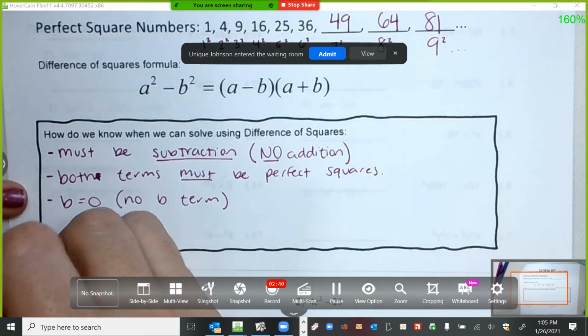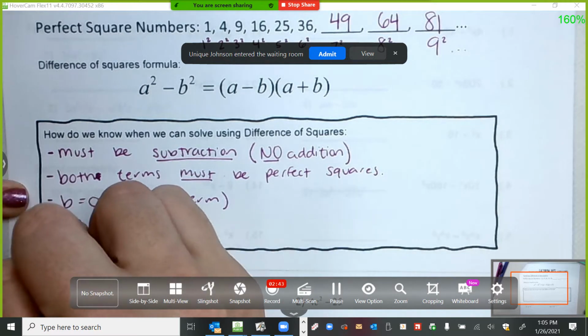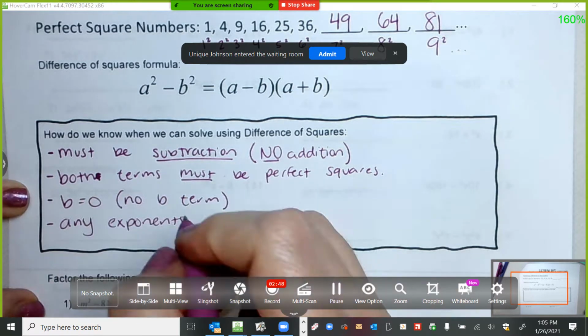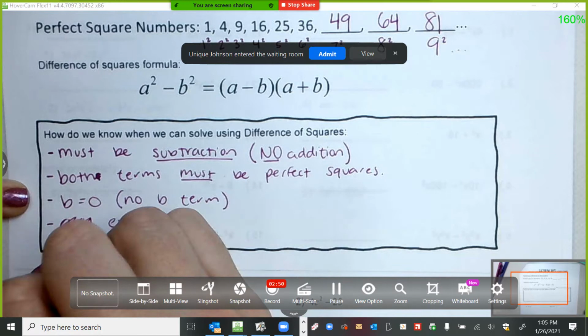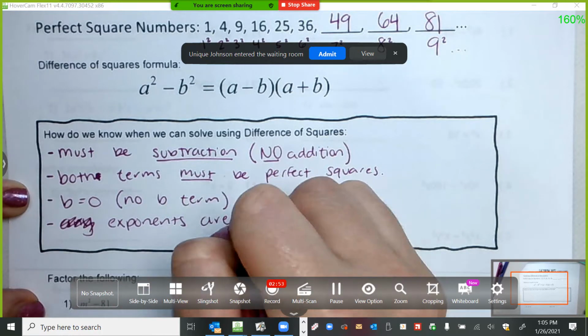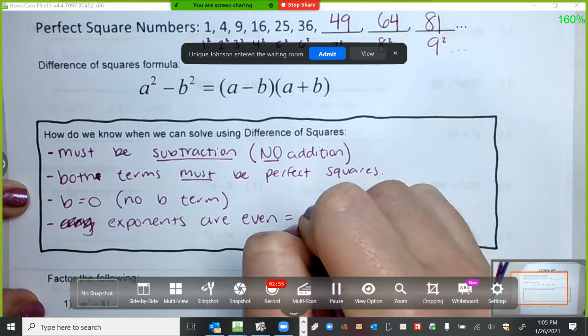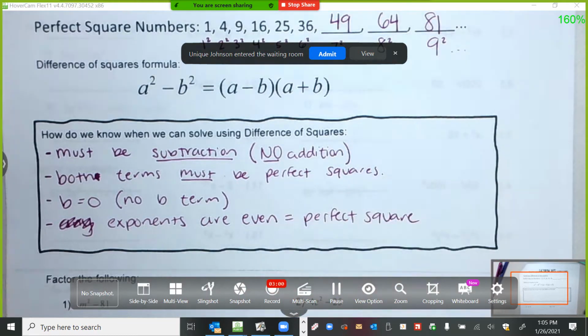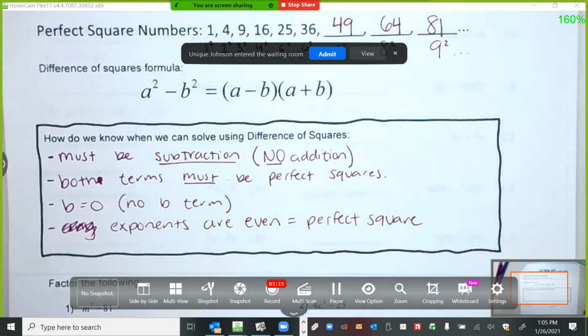And I also want you to realize if there are any exponents: if exponents are even, it equals a perfect square. So x squared, 2 is even, so x squared is a perfect square. X to the 4th power, 4 is even, therefore it's a perfect square, so on and so forth. X to the 3rd power is not a perfect square because it's an odd exponent. So that's what I meant by that. If exponents are even, that means it's a perfect square.